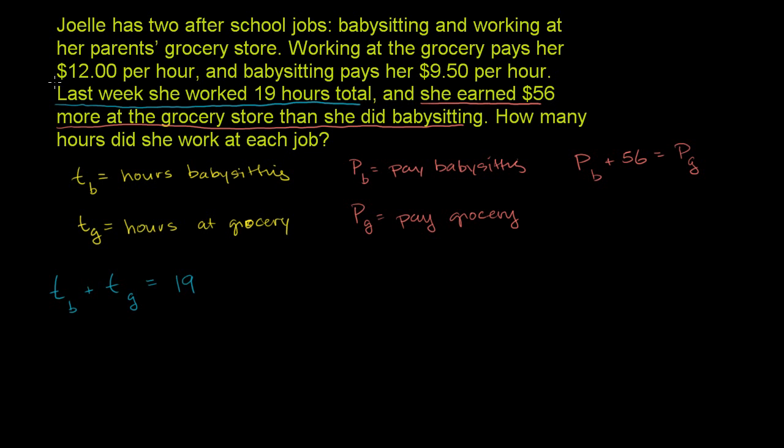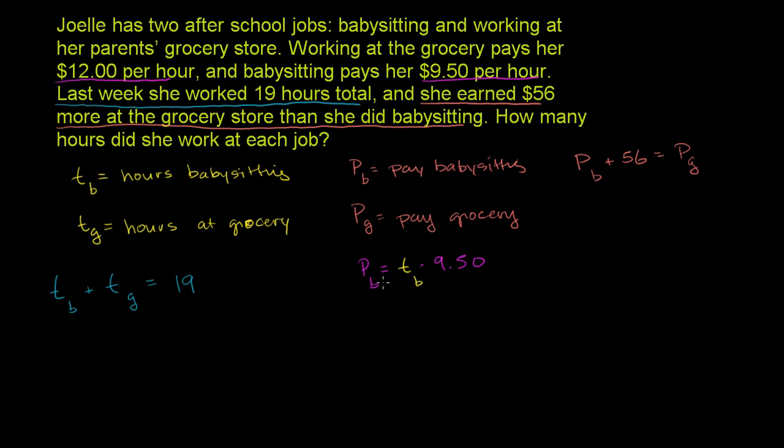Working at the grocery, she makes $12 per hour. Babysitting, she makes $9.50 per hour. So what is going to be her pay babysitting? Let me write this over here. Her pay babysitting is going to be equal to the time babysitting times how much she gets paid per hour. It tells us right there, she gets paid $9.50 per hour babysitting. So times $9.50. That is what her pay babysitting is.